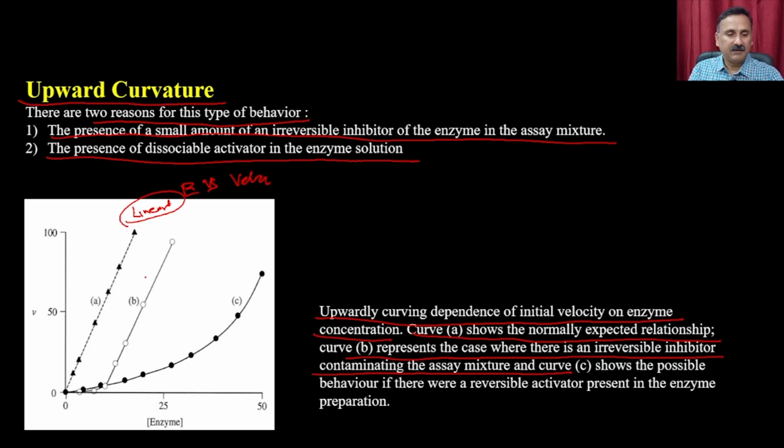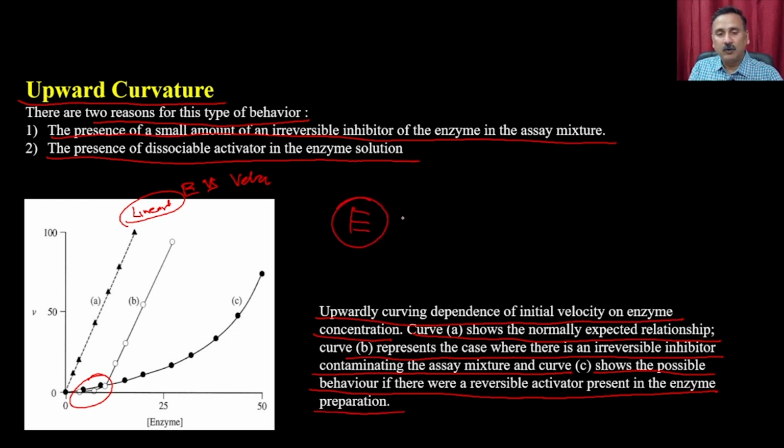So B is the case where you have irreversible inhibitors, and because of that there will be a delay in the initial kinetics, and that's how it is going to show you linearity afterwards. And then C shows the possible behavior if a reversible inhibitor or activator is present in the enzyme preparation. So when you are isolating the enzyme, it also contains an activator along with it. When this activator is present, it is going to activate the enzyme activity over the course of time, and that's why it is going to show you an upward curve.